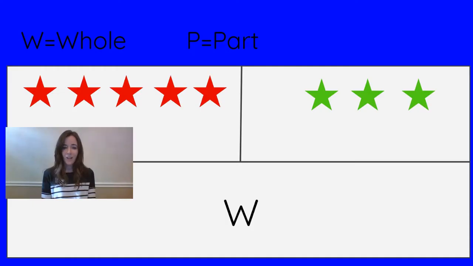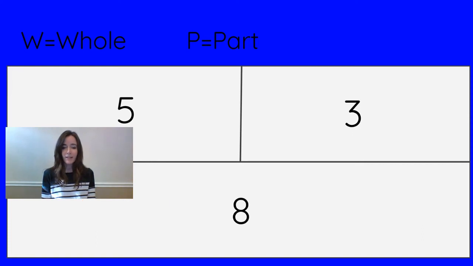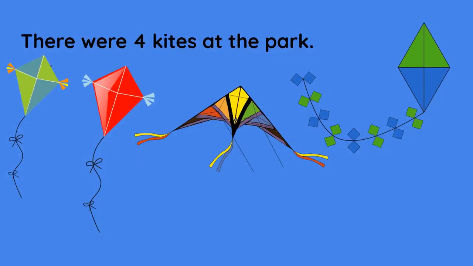Now let's look at it on the part-part whole mat. As you can see, we have our parts 5 and 3 on the mat. If we move them down to the space for the whole number, we can put those two numbers together and make the number 8. So we could say again that 5 plus 3 equals 8. Now that we've seen how to use a part-part whole mat, we will use it to solve this word problem.